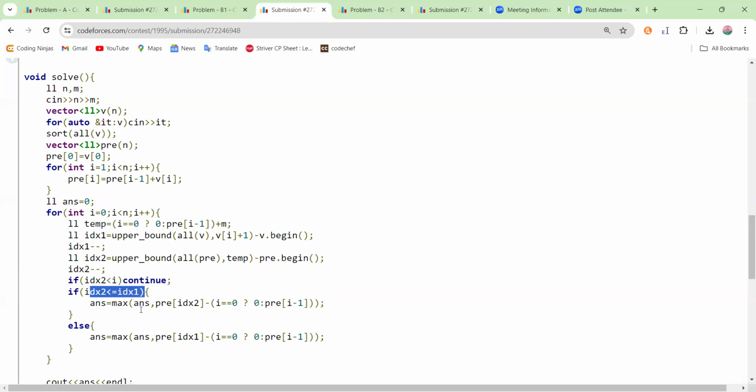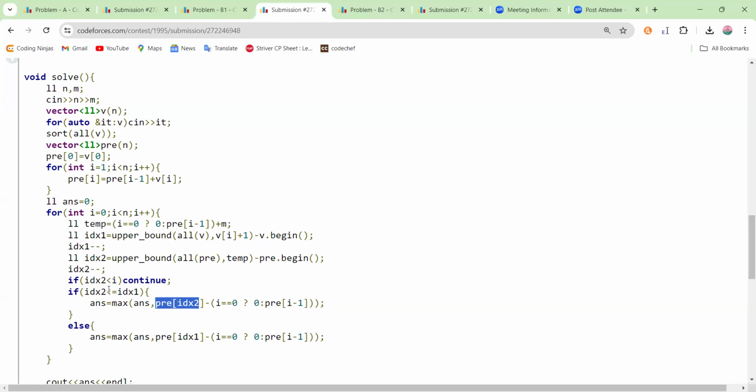So in that case, answer is max of answer, comma, what is the sum from I to index 2, isn't it? So how we can get that? Prefix of index 2 minus, if I is 0, then 0, otherwise prefix of I minus 1. Once we do that, we will get the sum of values from I till index 2.